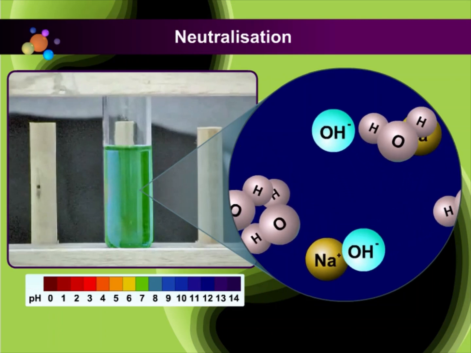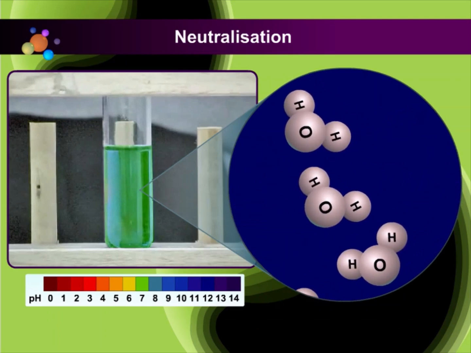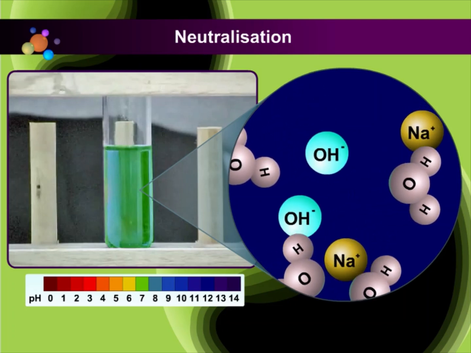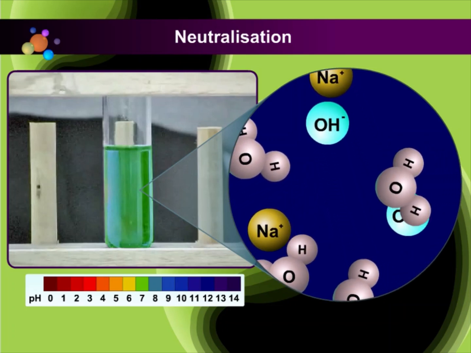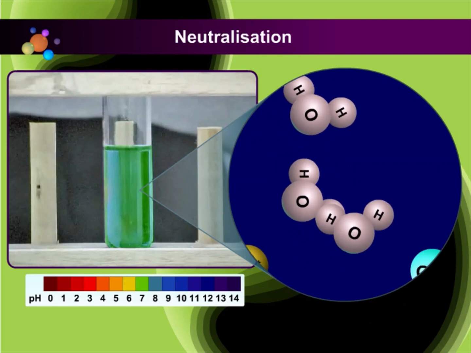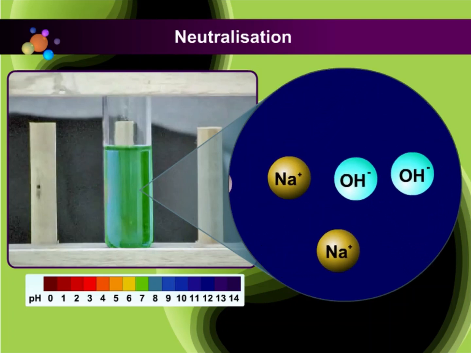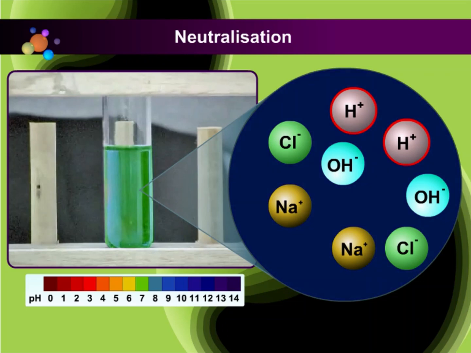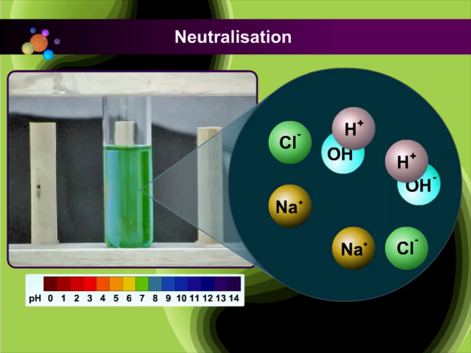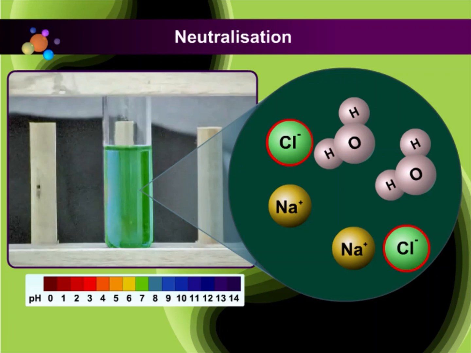Let's recall what is happening. At the beginning, the test tube contained sodium ions and hydroxide ions in solution. The color of the indicator shows that there are more hydroxide ions than hydrogen ions. As the hydrochloric acid is added, the hydrogen ions from the acid will form water molecules when combined with hydroxide ions in the sodium hydroxide solution. The chloride ions from the acid will form an ionic compound when combined with sodium ions from the sodium hydroxide solution.